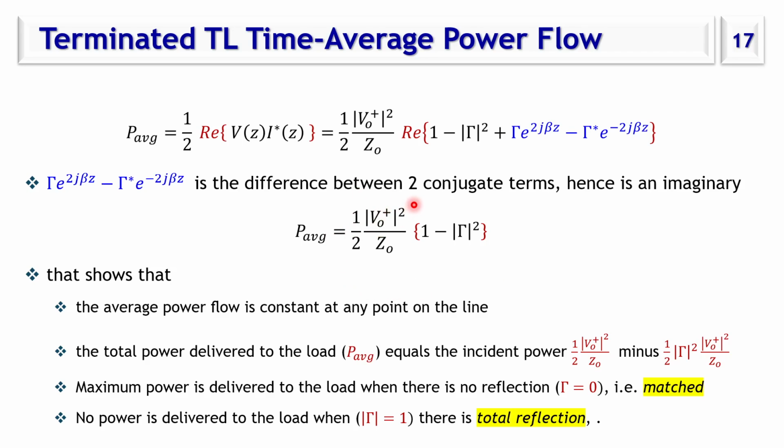half V plus squared divided by Z naught multiplied by 1 minus the magnitude squared of the reflection coefficient. So the average power flow is constant at any point on the line. The total power delivered to the load equals the incident minus the reflected. Maximum power would happen if gamma equals 0. If gamma equals 0, the reflection coefficient equals 0, the load is matched to the line. It means that the total power incident on the line will be delivered to the load, and this is the maximum power that can be delivered.